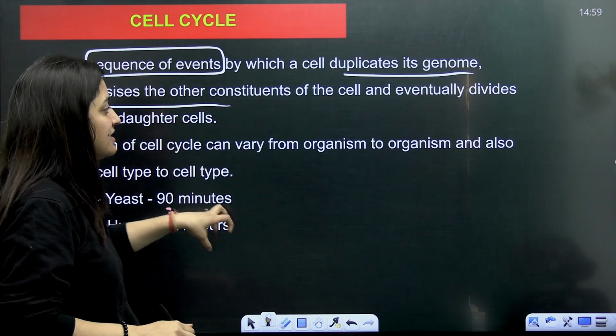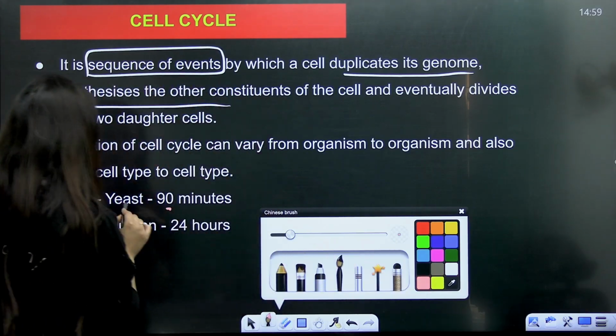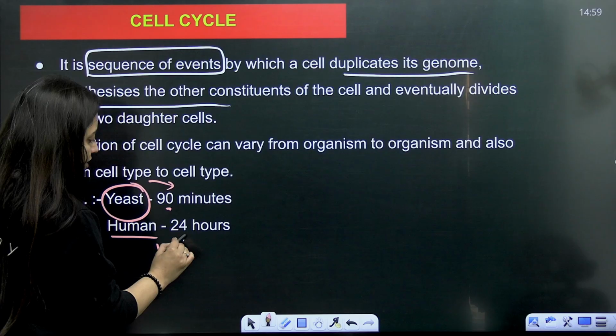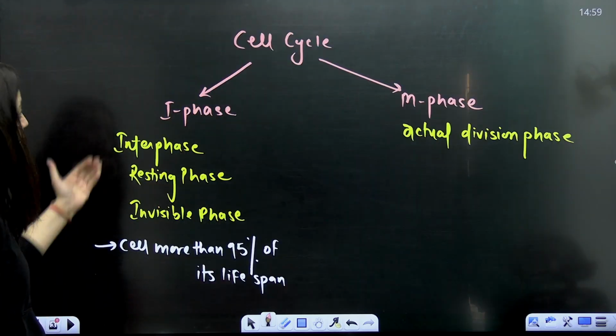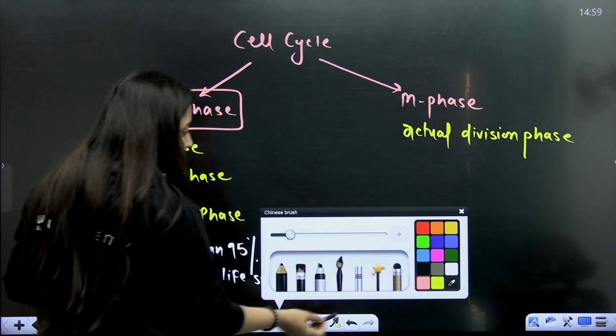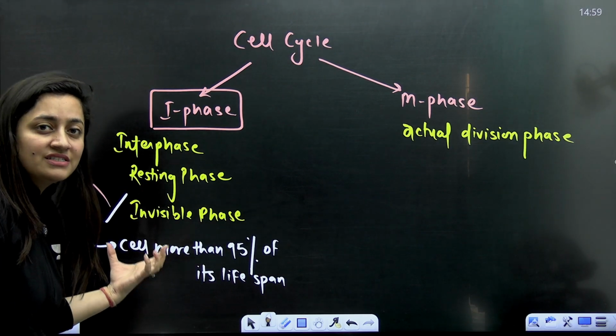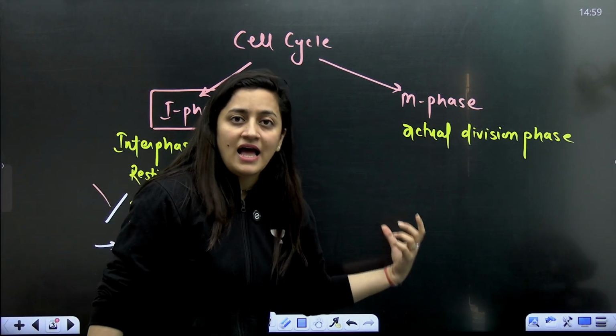When you talk about the cell cycle, its duration can vary from organism to organism. For example, in yeast it is 90 minutes, and in the case of human it is 24 hours. In the cell cycle, you have the I phase, which is also known as interphase, resting phase, invisible phase, or preparatory phase. And the M phase is the actual division phase.